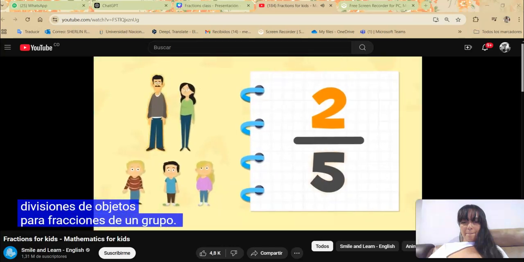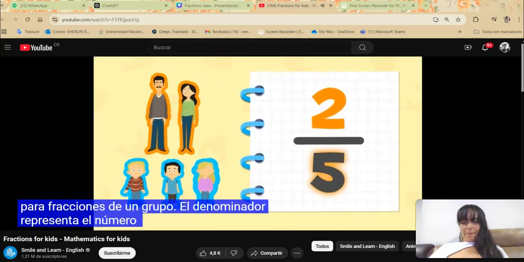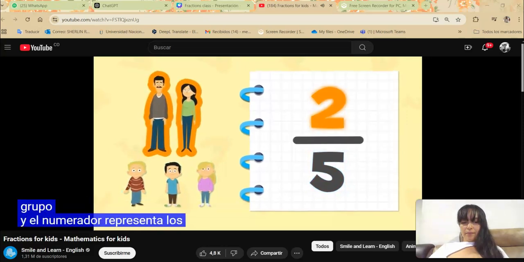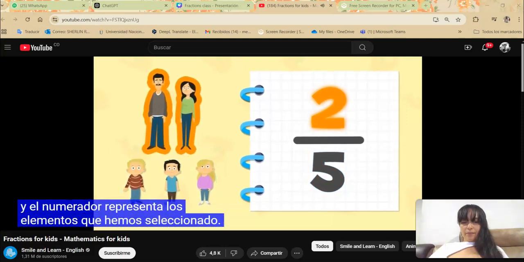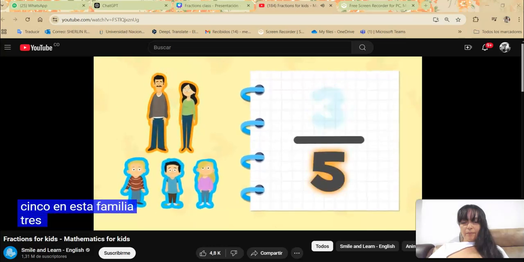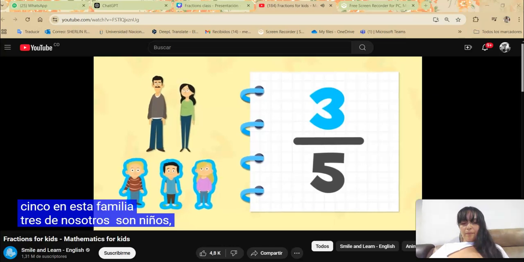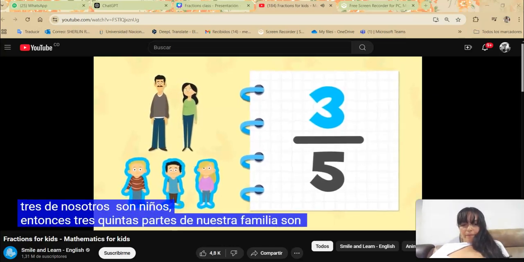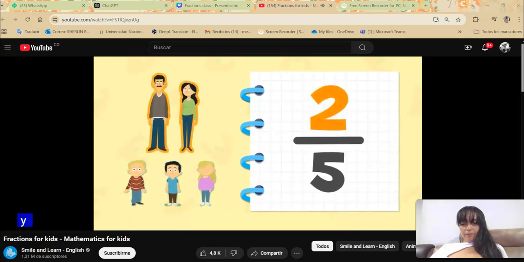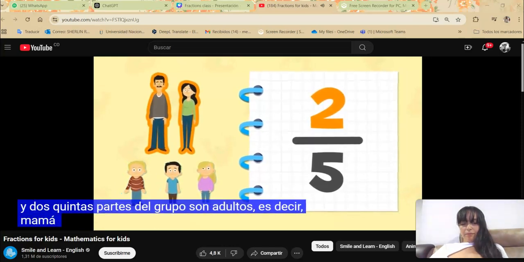For fractions of a group, the denominator represents the number of elements in the group, and the numerator represents the elements we have selected. We are 5 in this family. 3 of us are kids. So 3/5 of our family are kids. And 2/5 of the group are adults. That's mom and dad.